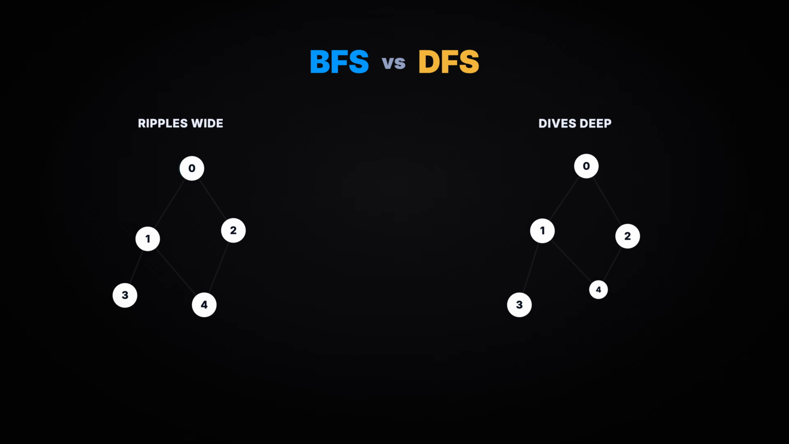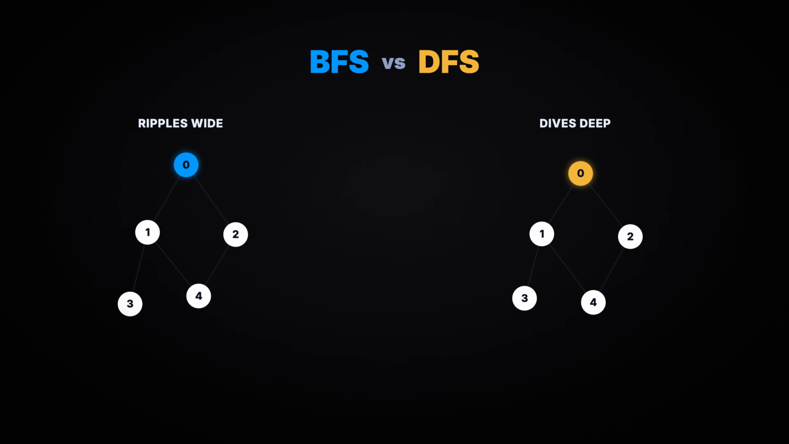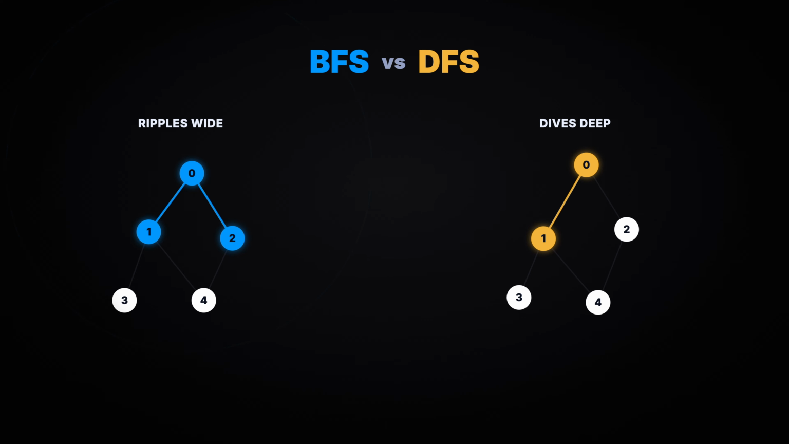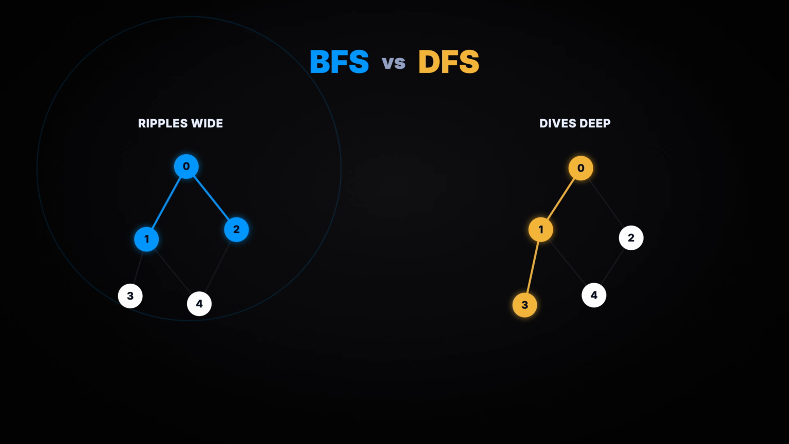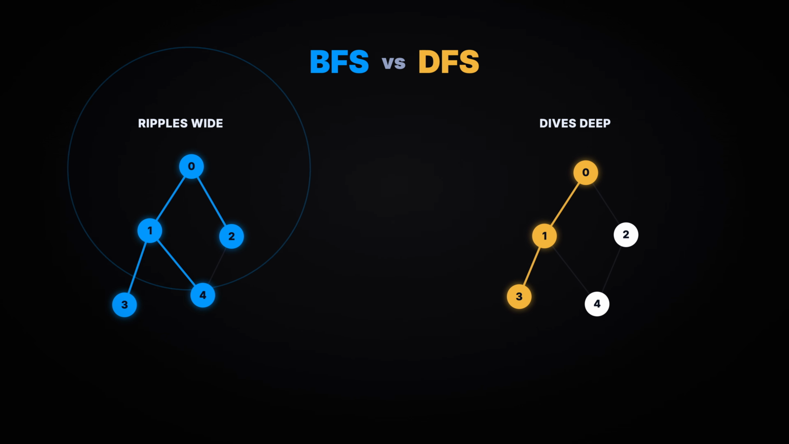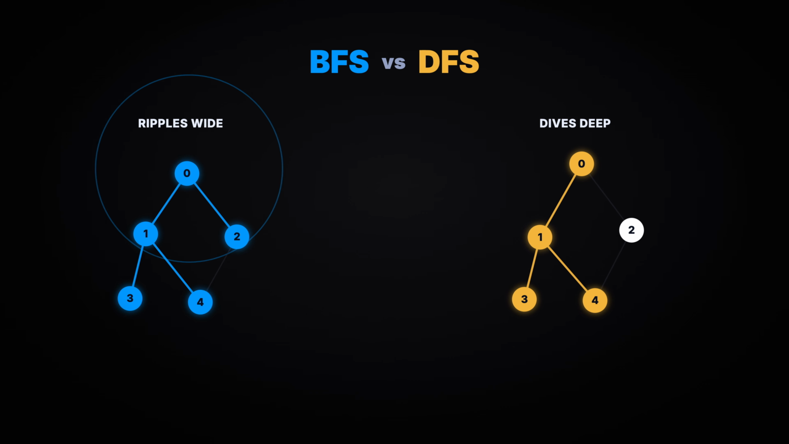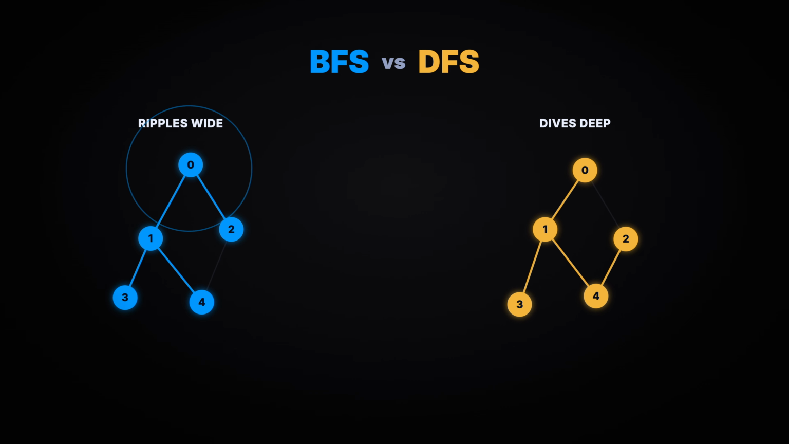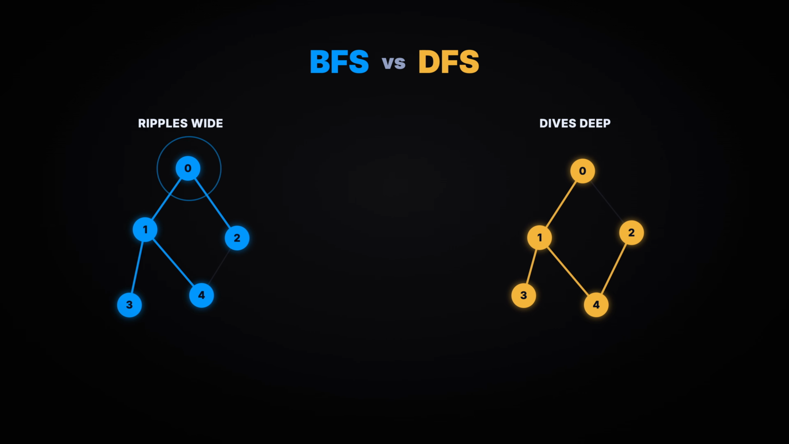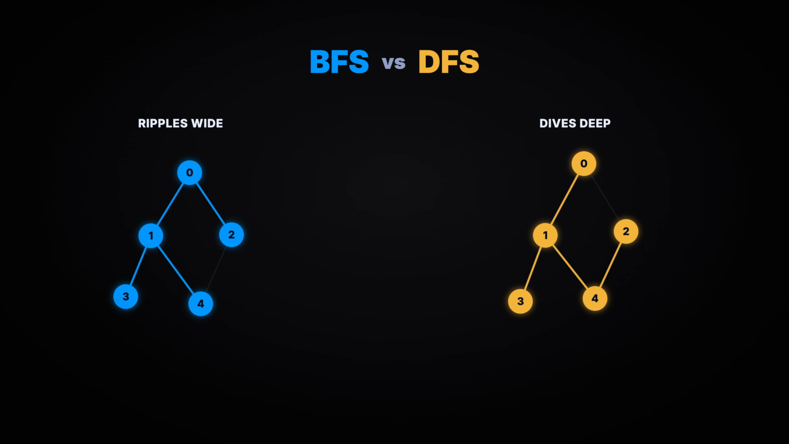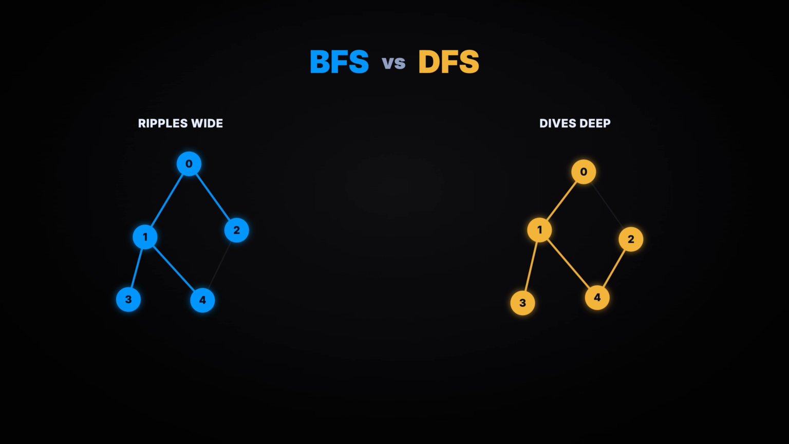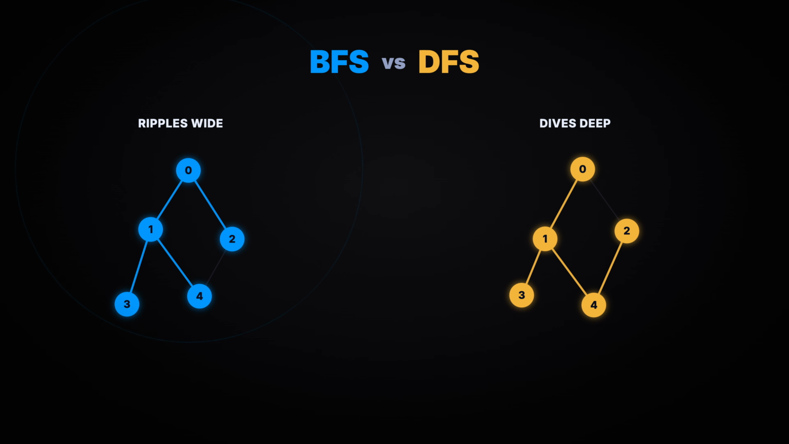You have already met them both. BFS, the calm one, spreading outward in ripples, and DFS, the adventurer, diving as deep as it can possibly go. But here is the question almost nobody answers clearly. What is the actual difference between them? And when should you reach for one instead of the other?